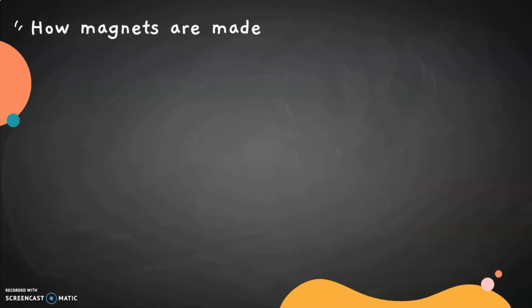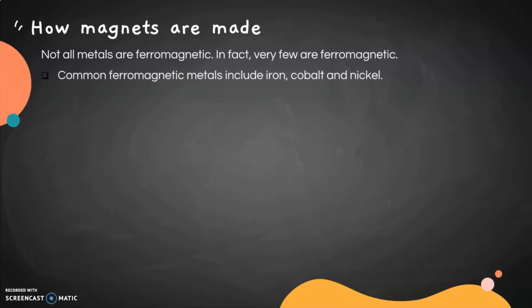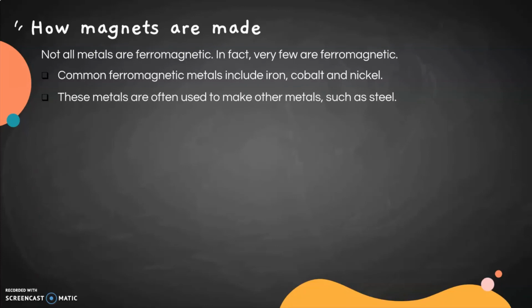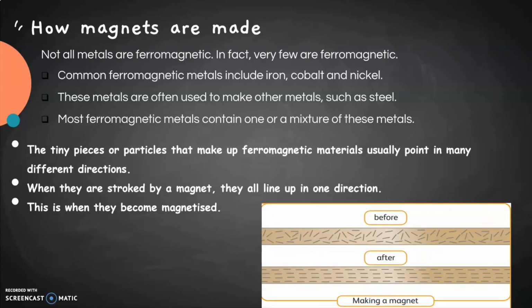Okay, how are magnets made? Not all metals are ferromagnetic. In fact, very few are ferromagnetic. Common ferromagnetic metals include iron, cobalt, and nickel. These metals are often used to make other metals such as steel. Most ferromagnetic metals contain one or a mixture of these metals.